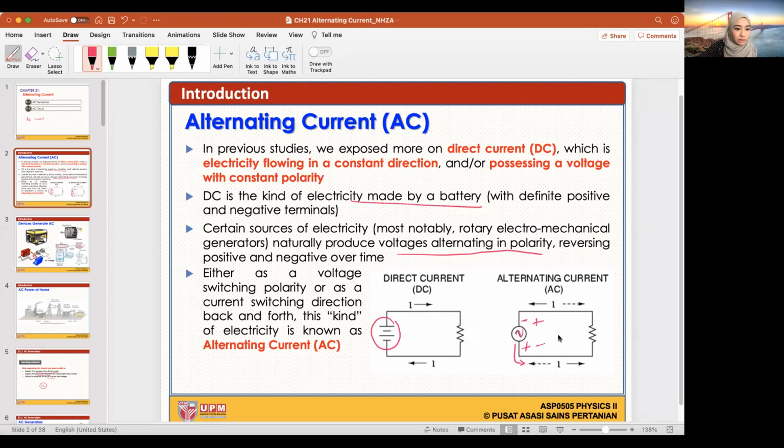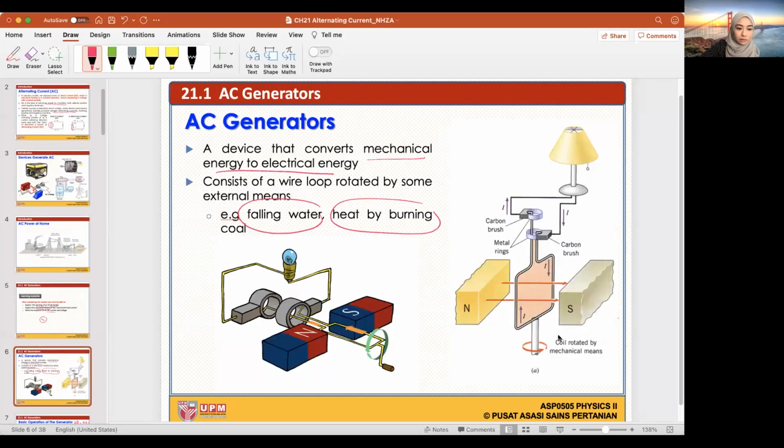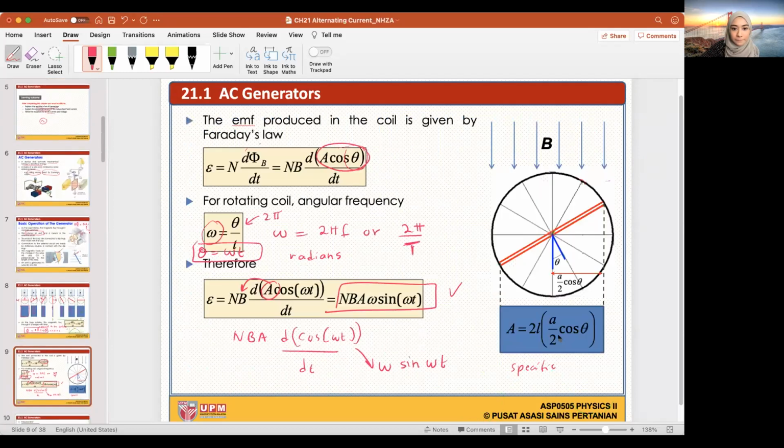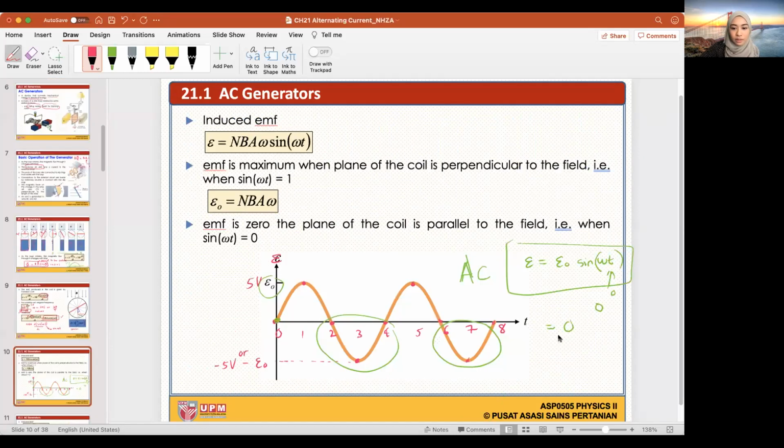Okay, so how does it look like in terms of a graph? Okay, so this is how it looks like. It is sinusoidal in nature. It follows a sine function. Sine function yang math tu lah.